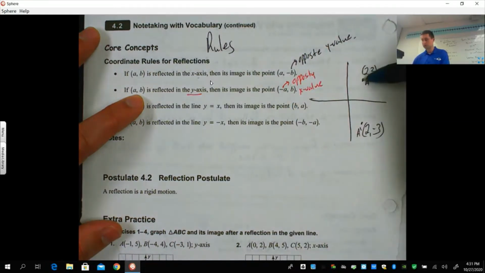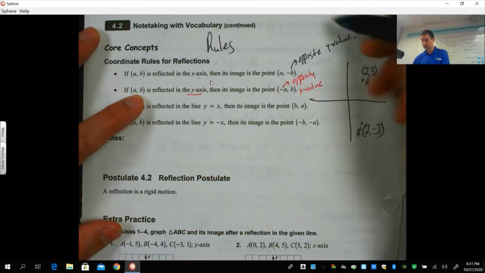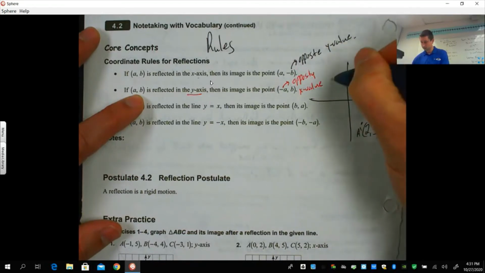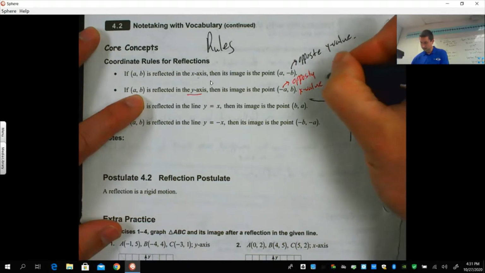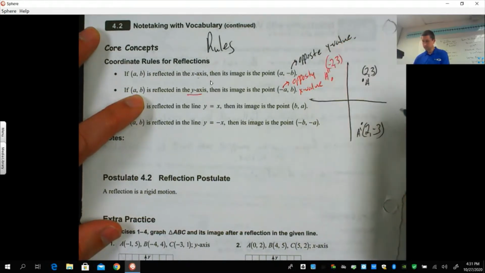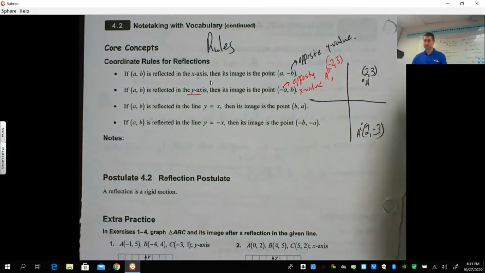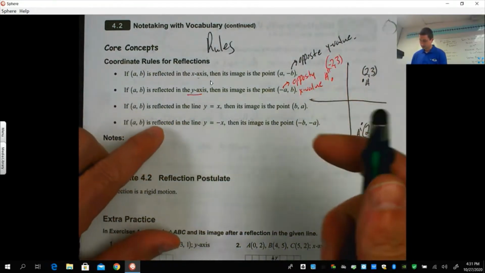Because here I'm 2 units to the right. If I reflect over the y-axis, I now have to be 2 units to the left. I'll call this A double prime. That'd be negative 2, 3. Okay. So opposite x, y values.